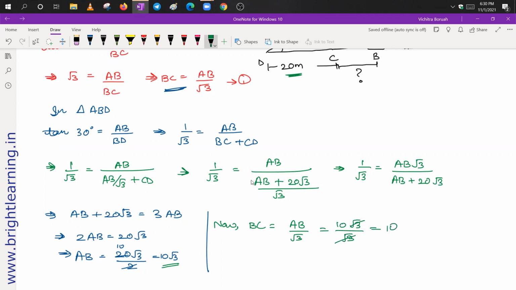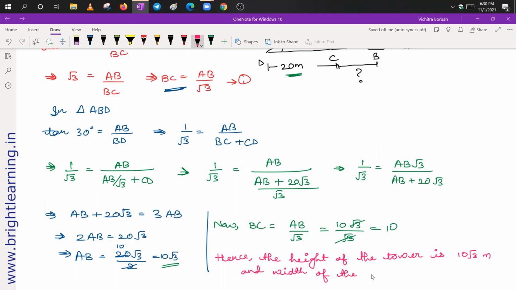Okay. So just write the conclusion here that hence the height of the tower is 10 root 3 meters, and width of the canal is 10 meters.